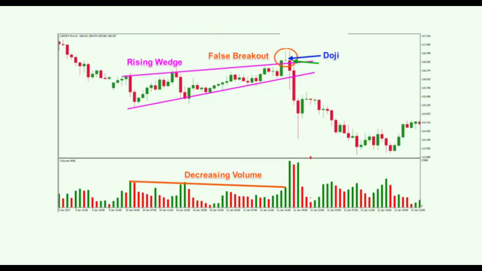And last but not the least, we have quick reversal. So as you can see here, you can see how this price reversed quickly and broke down to the other side of the chart after giving us a false breakout.